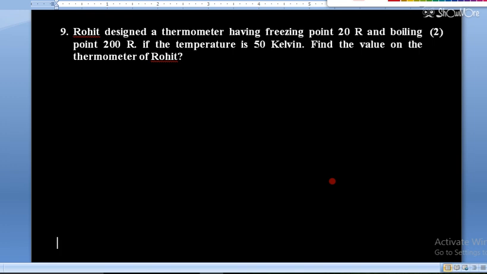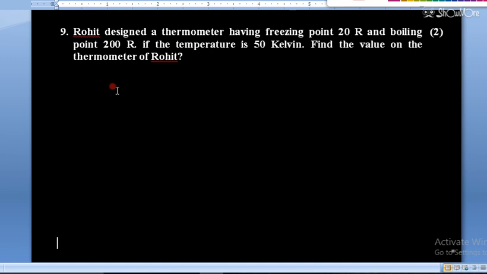You have to find what the temperature is on Rohit's thermometer. I will give you a hint, because there are some derivations worth 3 marks, so for the rest of the questions I will give you just a hint. Rohit has designed the thermometer, and his freezing point is 20 R. Just as Celsius has the symbol C and Kelvin has the symbol K, Rohit has given R as the symbol to his thermometer.